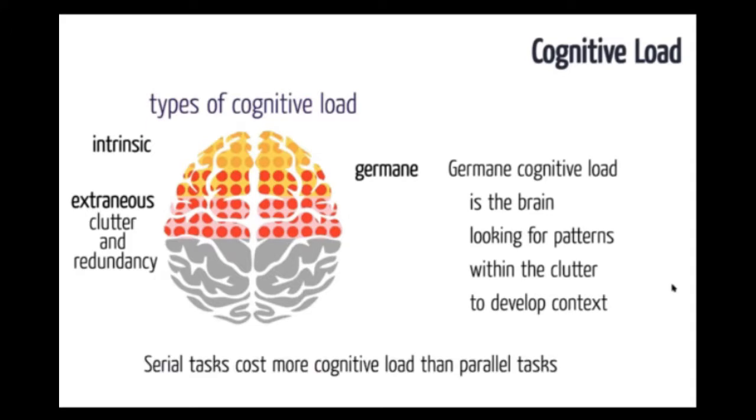Serial tasks, that is, say, tasks where you're doing one thing at a time, as opposed to doing multiple things at the same time, cost more cognitive load than parallel tasks. And this is why, for cognitive accessibility, visualizations are actually often very effective. It does introduce some challenges, though, and we're going to explore that.